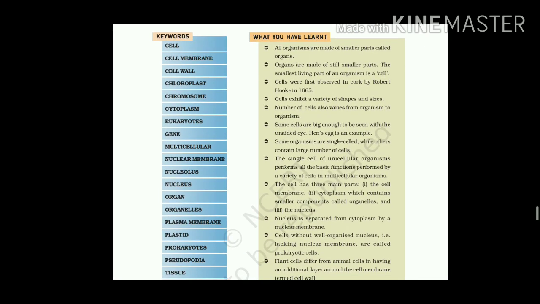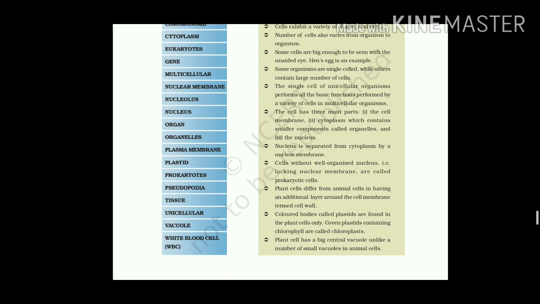All organisms are made of smaller parts called organs. Organs are made up of still smaller parts. The smallest living part of an organism is the cell. Cells were first observed in cork by Robert Hooke in 1665. Cells exhibit a variety of shapes and sizes. The number of cells also varies from organism to organism. Some cells are big enough to see with the unaided eye. Hen's egg is an example. Some organisms are single-celled, while others contain a large number of cells.